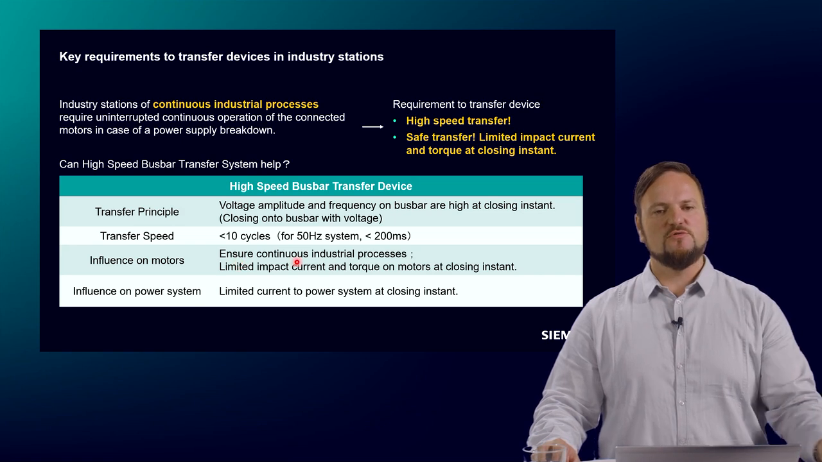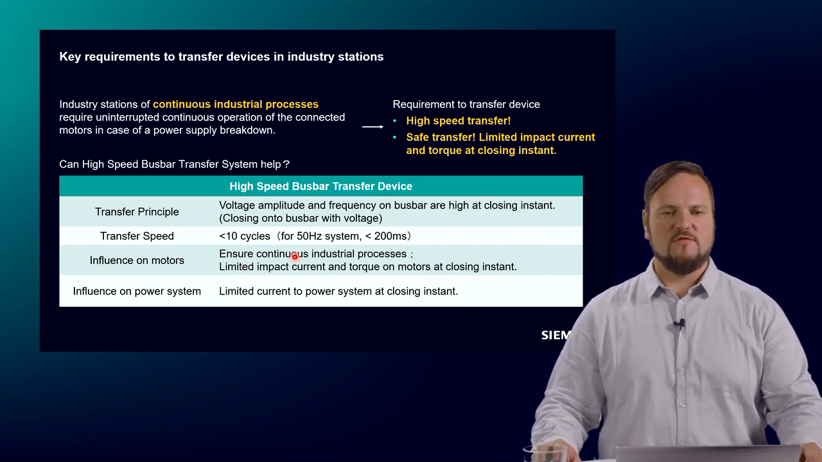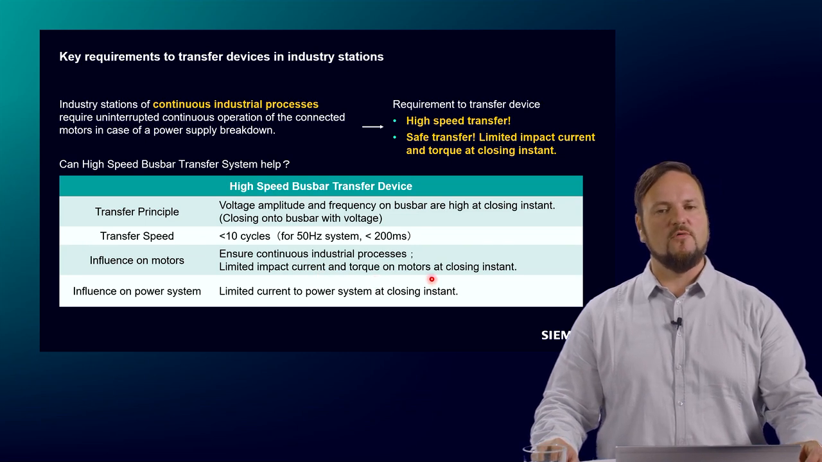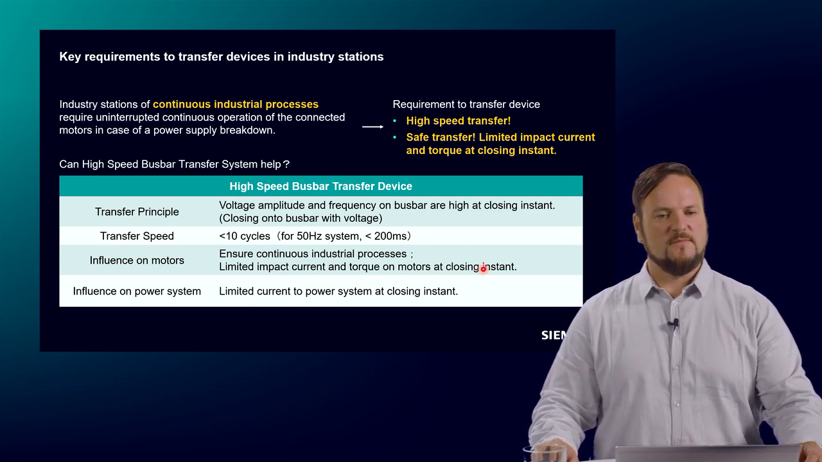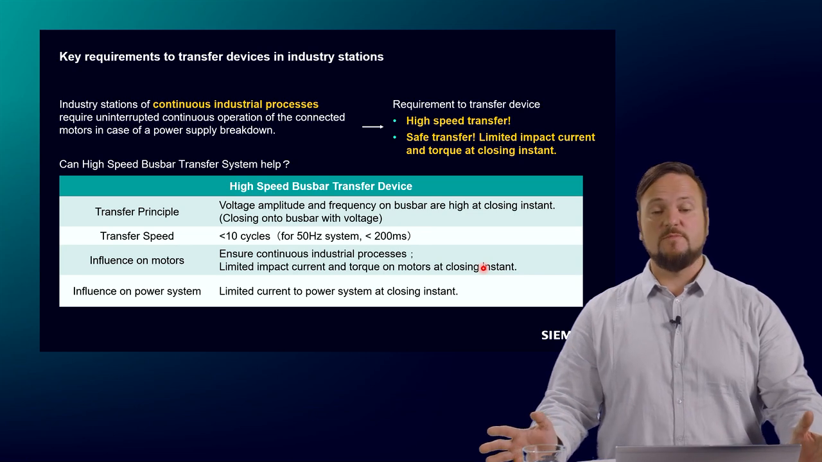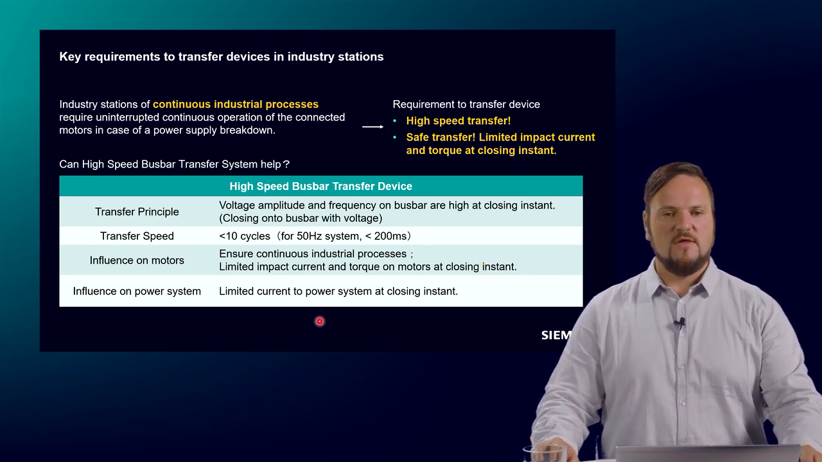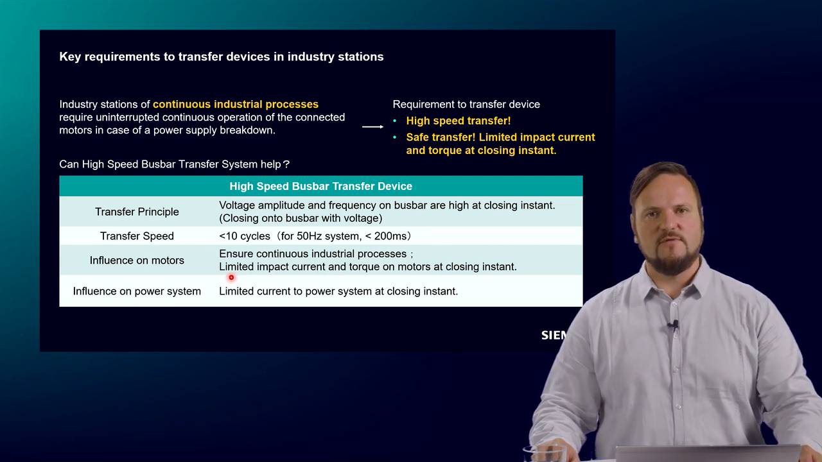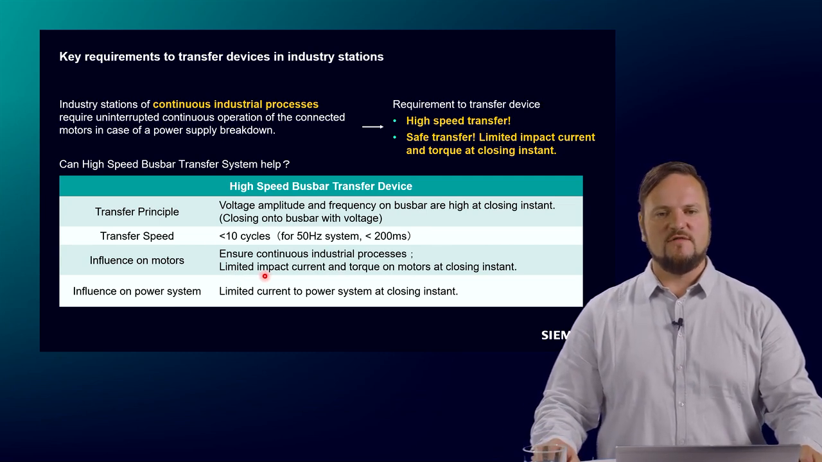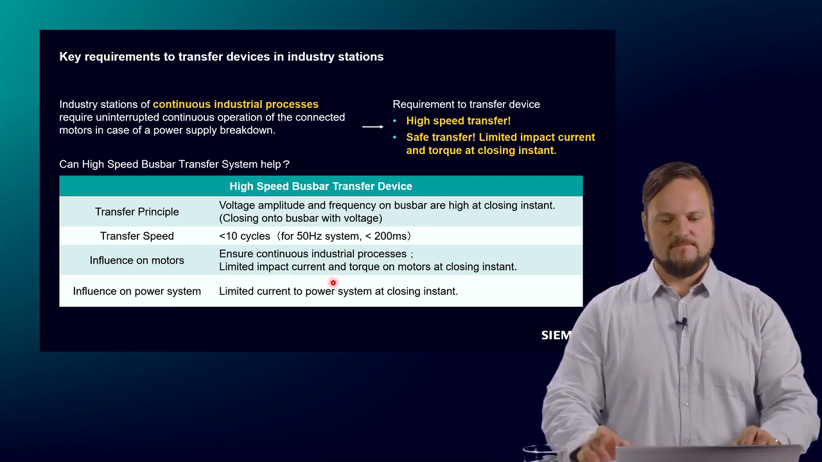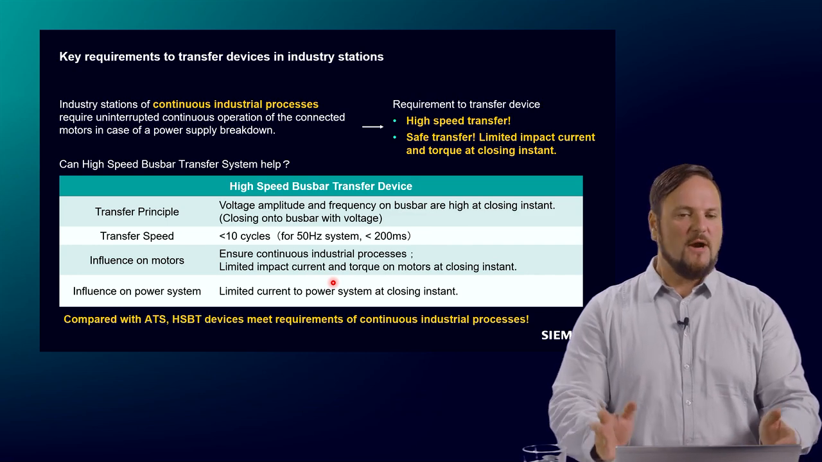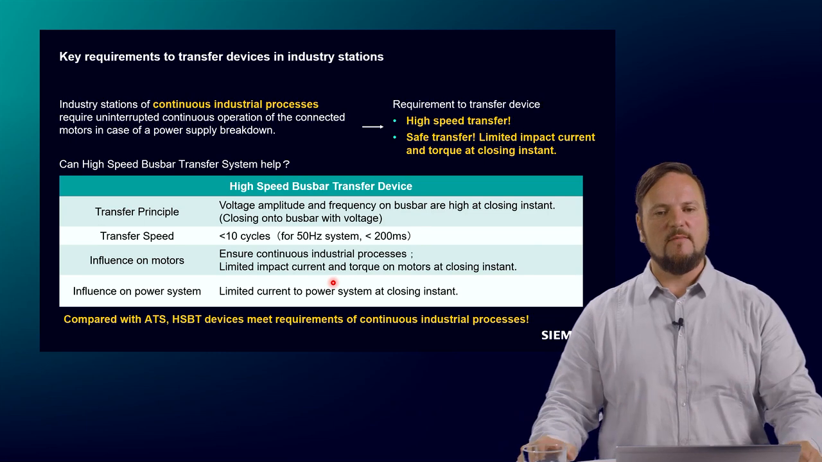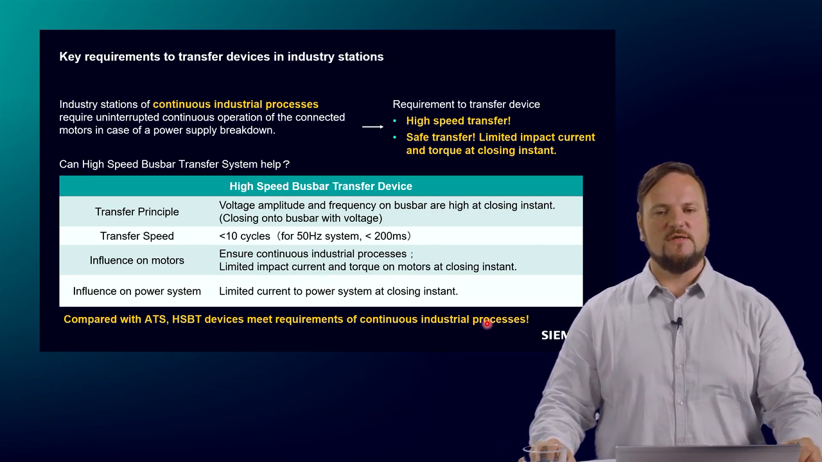Because we want to ensure a continuous industrial process, we need limited impact current and also limited impact torque on the motor at the closing instant. The influence on the power system should also be small, because when we close the breaker very fast, we will not have such high starting currents in the system. Compared with the ATS, an HSBT device meets the requirement for a continuous industrial process.